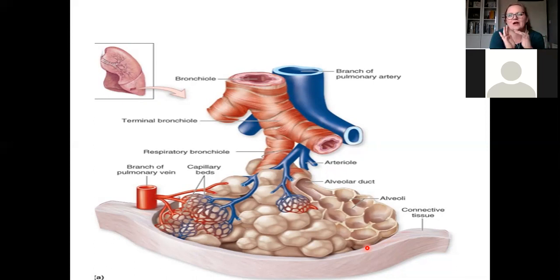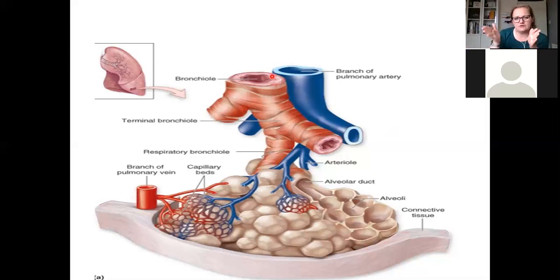So that's going to have deoxygenated blood in it. It's the only artery that carries deoxygenated blood, and that's because it's come to the lungs to get oxygenated. We also have a branch of a pulmonary vein at the bottom, so once it's oxygenated, it can then go back to the heart to then get pumped back around the body, and all that oxygenated blood can go around our body.